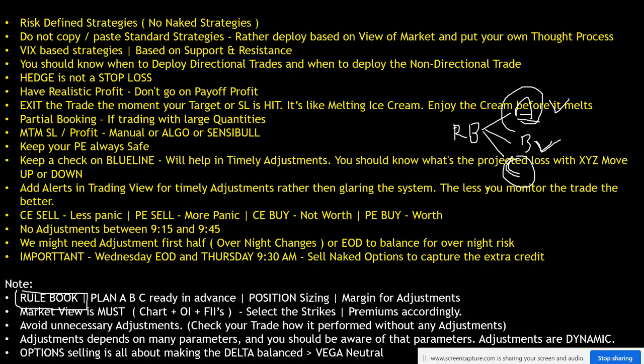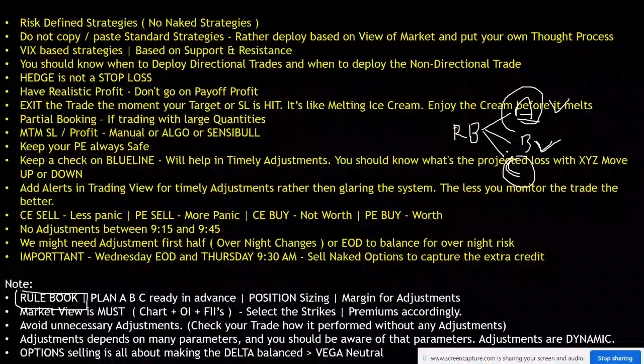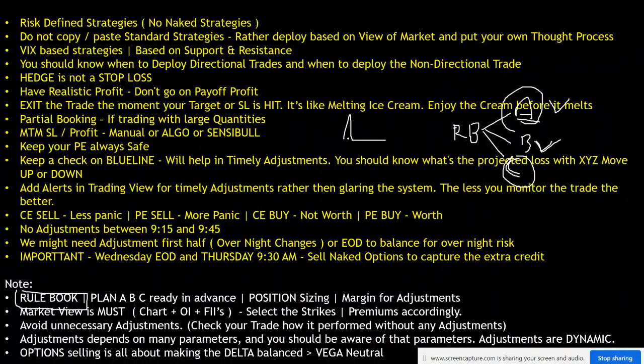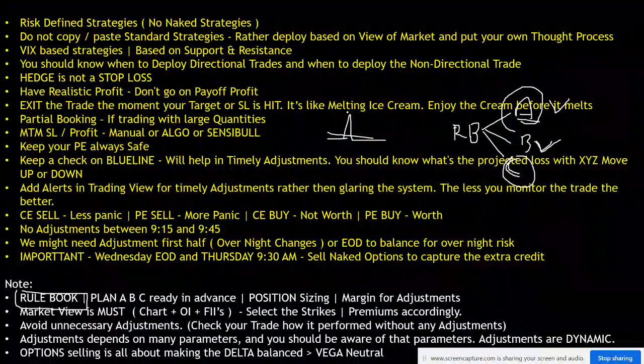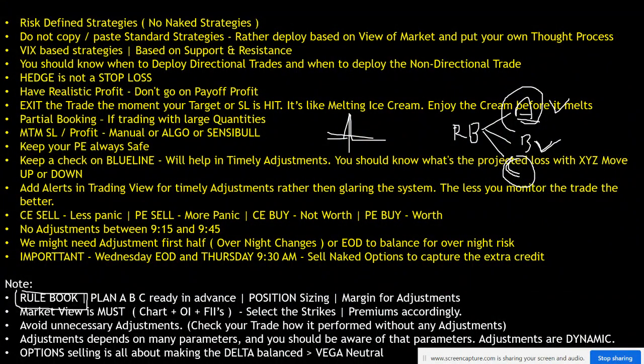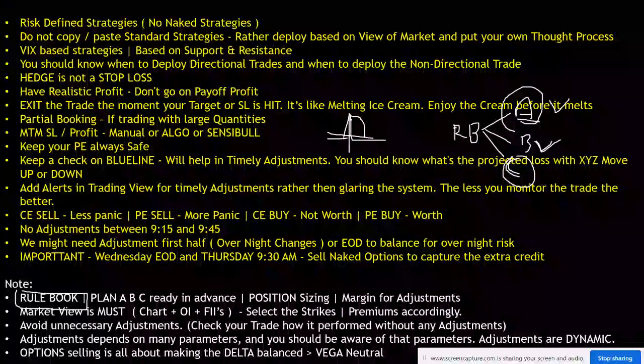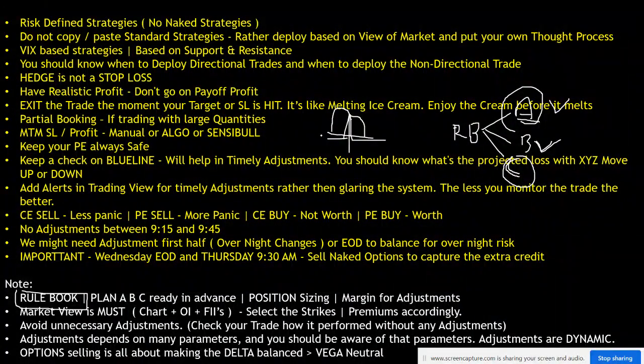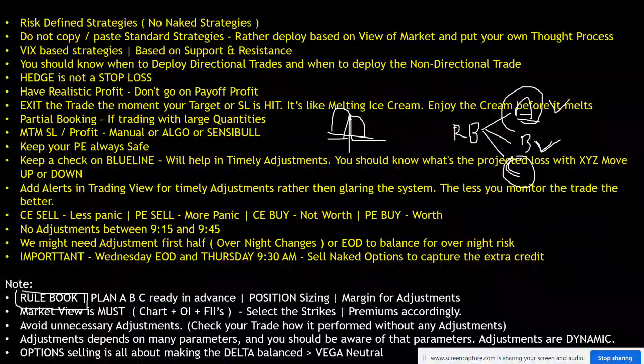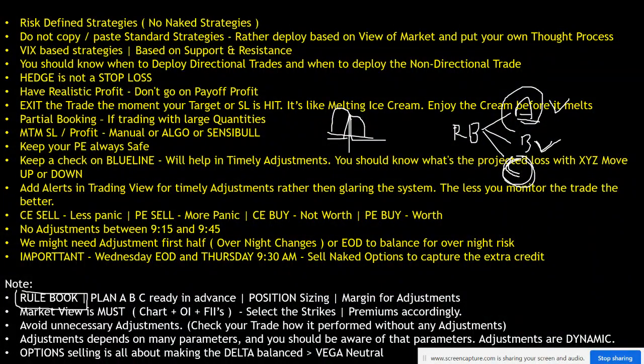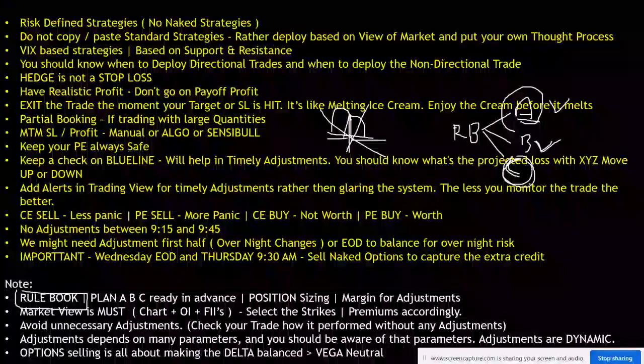Okay, so this is not the end, right? A, B, C adjustments are very dynamic, so you need to have all the plans ready. Whenever you deploy an Iron Fly, I'll tell you an example. You deployed the Iron Fly, the market was in the center. Let's say the next day the market gaps up 3% or 4%, or the next day the market gaps down 3-4%. You should not even think, this should be plan C, meaning exit the trade, that's it, exit the entire trade with loss. Do not even go for firefighting.